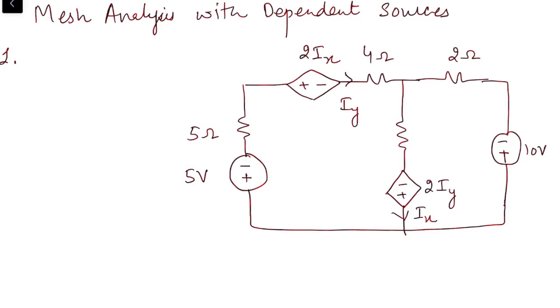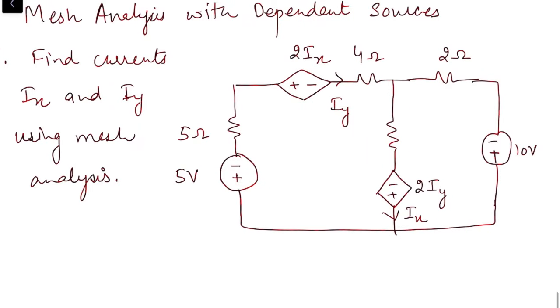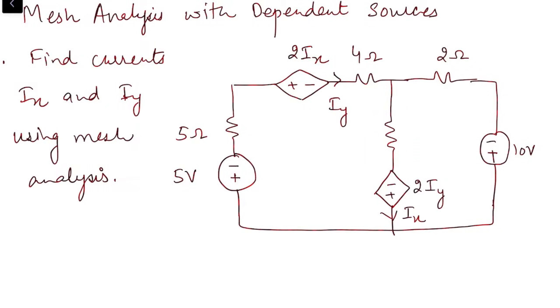And the question is, find currents Ix and Iy using mesh analysis. This is the question. So we have 4 sources in total in this network. 2 are independent voltage sources while 2 are current dependent voltage sources.